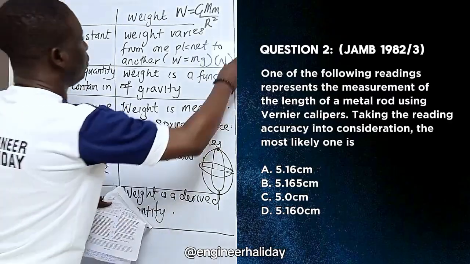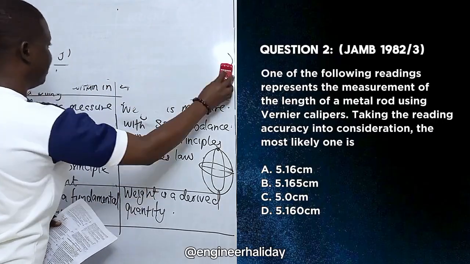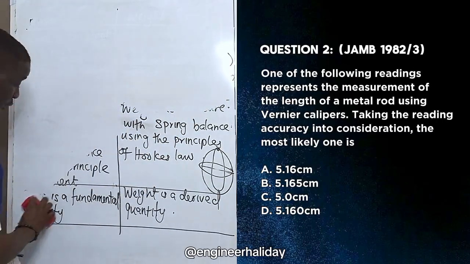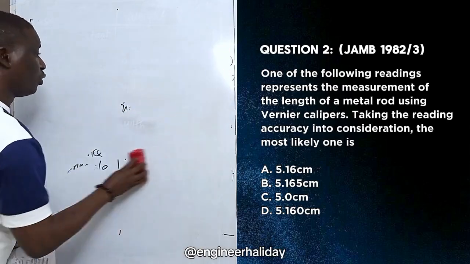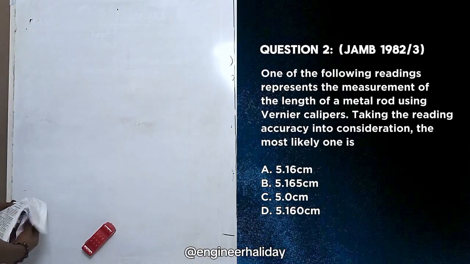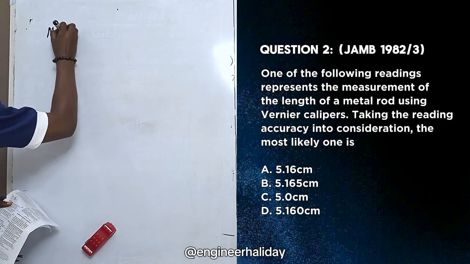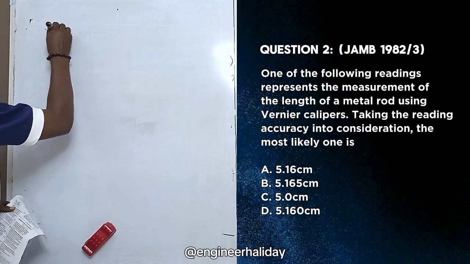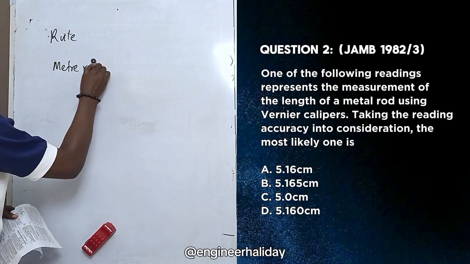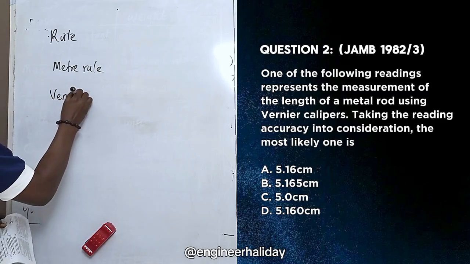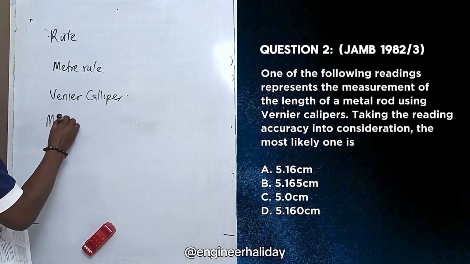Now, you want to measure the length of a material. Don't forget all these things because it will occur again, then I will not need to go back to this again. Now, what we want to do here is that we know we have what they call the meter rule, the vernier caliper, and what we call the micrometer screw gauge.